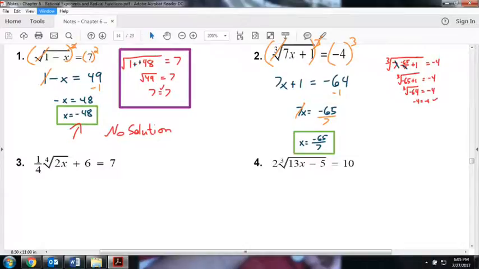Cool? And that's it. If you want to try 3 and 4 real fast, go for it. Please pause and try 3 and 4. I'm going to burn through them real quick.